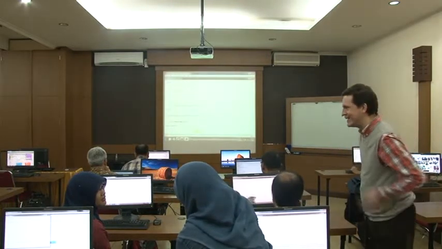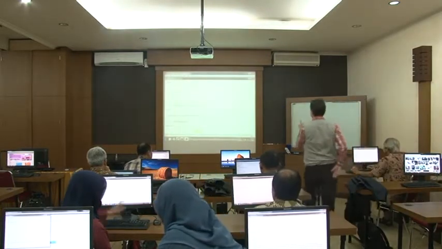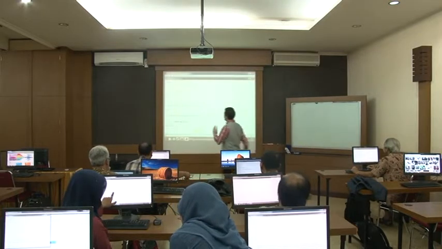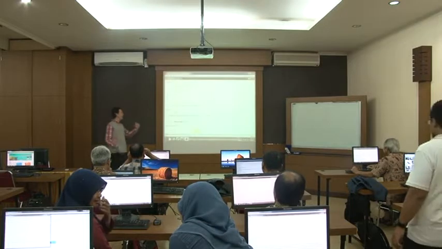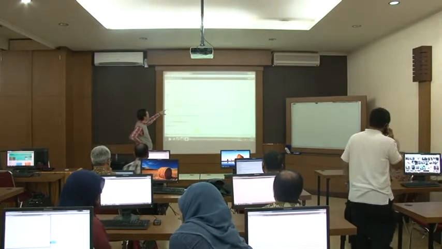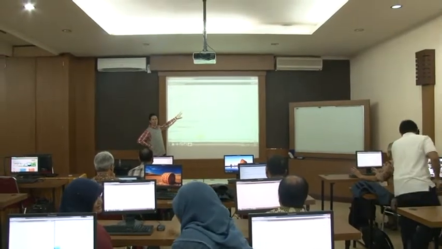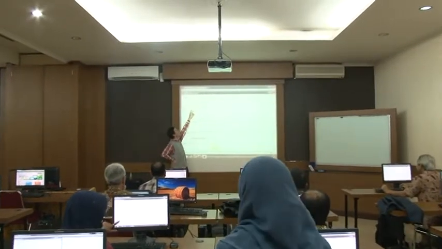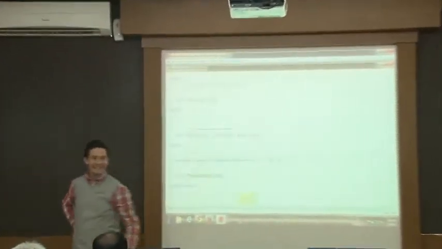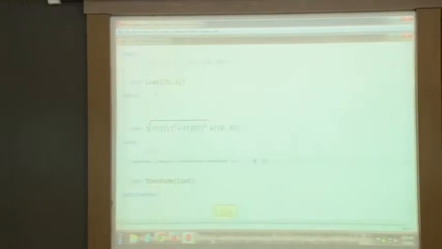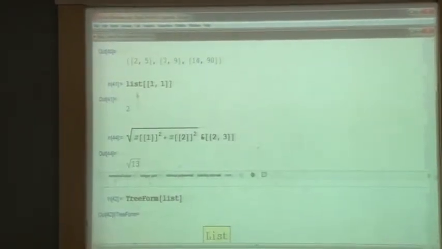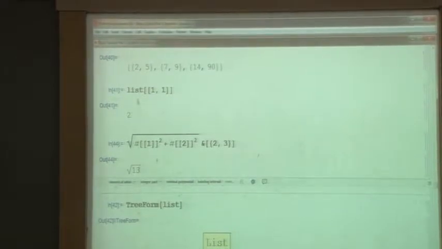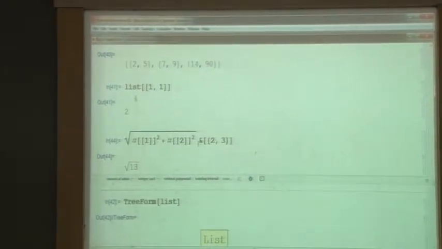Okay, so we got the structure of the pure function, right? Yes, but remember now, I want to apply this pure function to those 3 coordinates, right? So how am I going to do that? I'm going to map. Yes, so this is how it's going to happen, all right? I'm going to do the following.